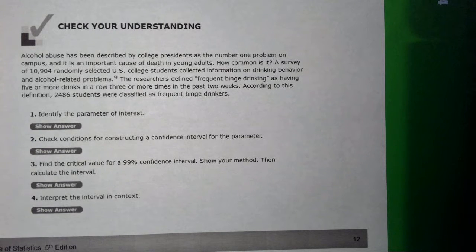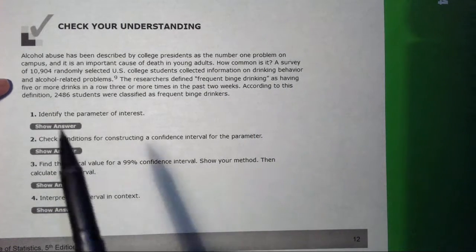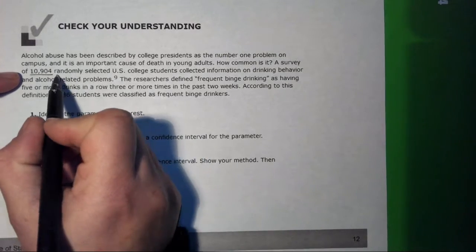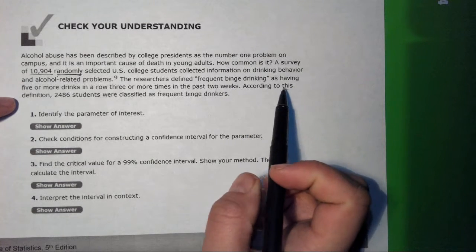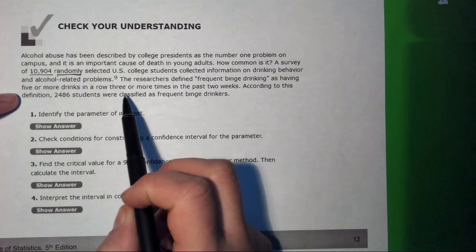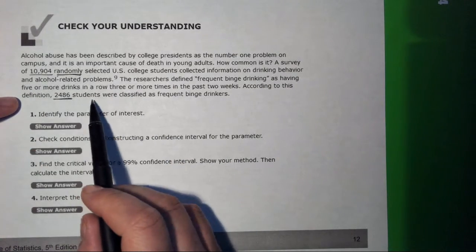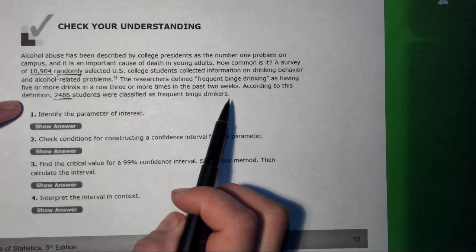So on number 1, it should be pretty easy to figure this one out. Identify the parameter of interest. So alcohol abuse has been described by college presidents as the #1 problem on campus. Important cause of death in young adults. How common is it? There's a survey of 10,904 randomly selected college students, frequent binge drinking, 5 or more drinks, 3 or more times in the past 2 weeks. 2,486 students said, or after they answered the survey, they were classified as frequent binge drinkers.